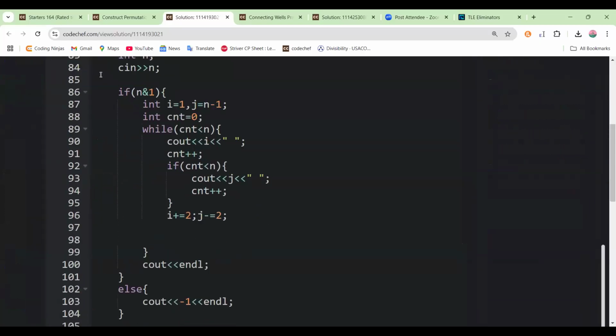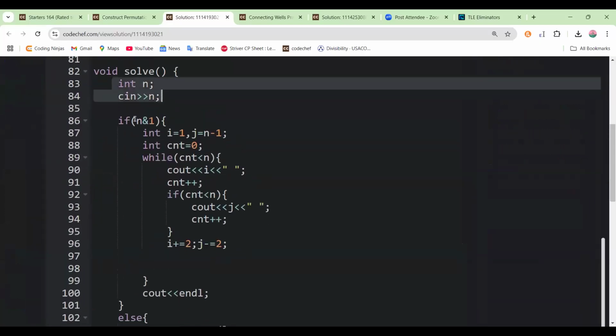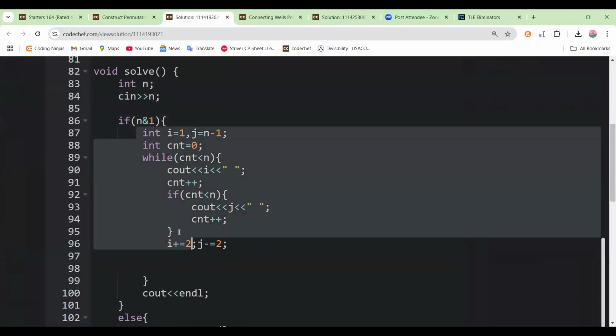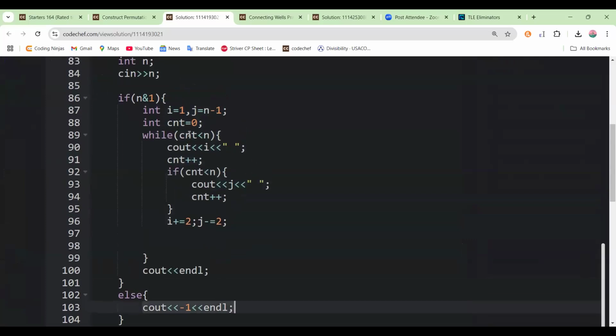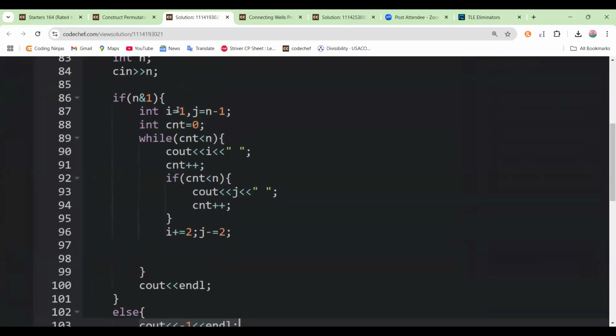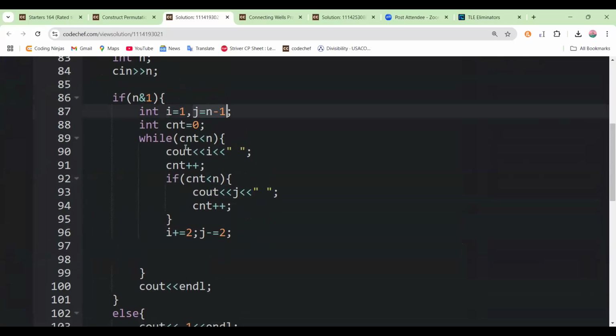So what I did was, I first of all took the value n as input. If the value of n is odd, then I did something, else I simply printed -1. For n equals to odd, I am initializing my i to 1 and j to n-1, and printing i and then j, incrementing my i and decrementing my j.